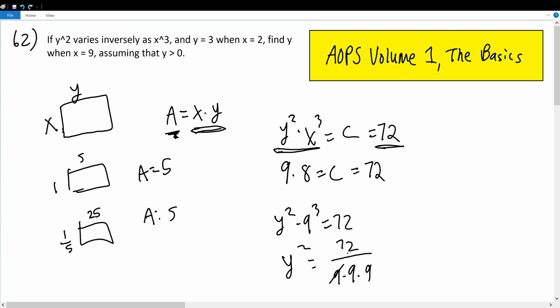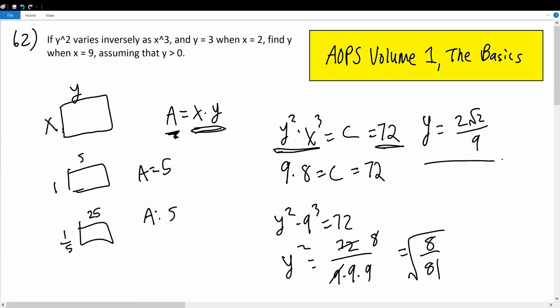We see here that 72 divided by 9 is 8. So this becomes 8 over 81. And what is the square root of 8 over 81? Well, y will be 2 root 2 over 9, the solution to our question.